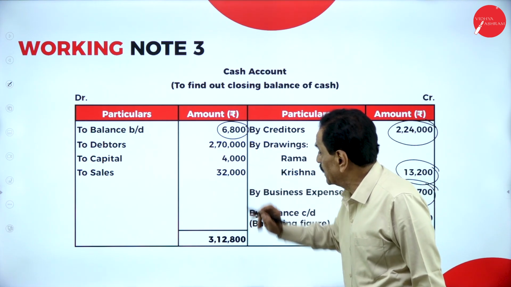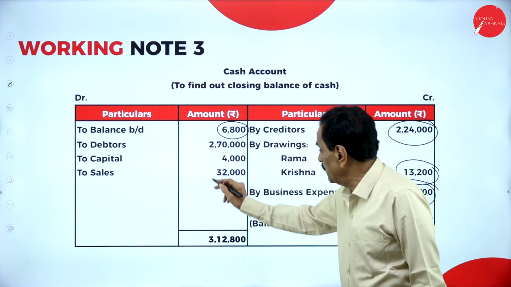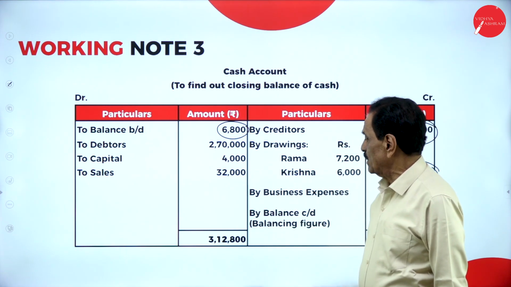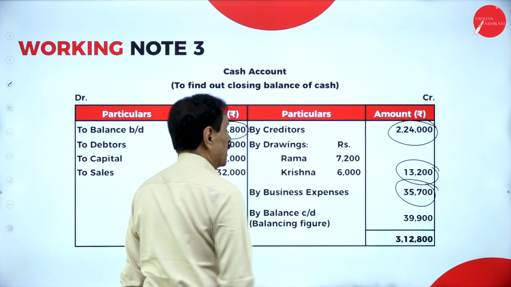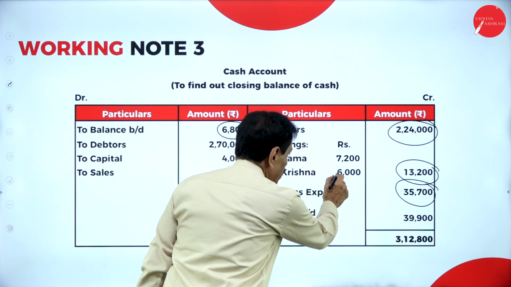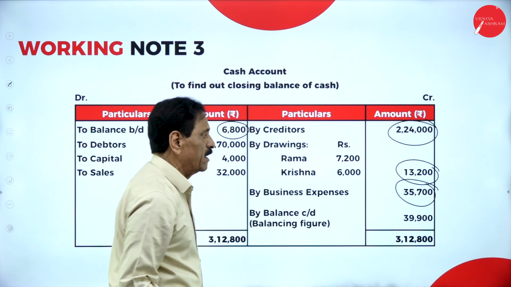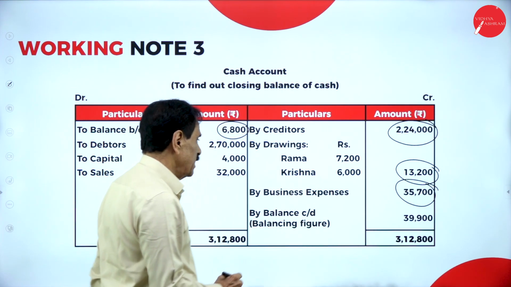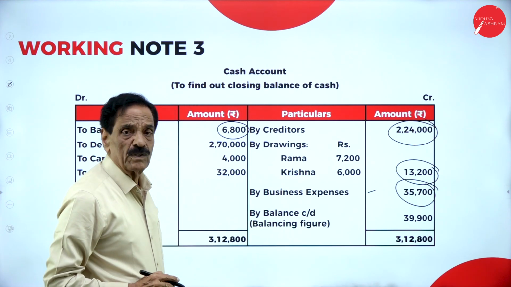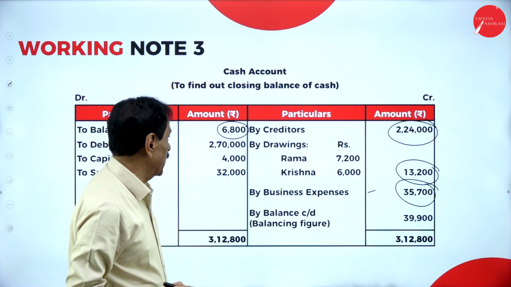How much receipt from the return? 2,70,000. How much additional capital put? 4,000. Sales 32,000. Creditor, we paid the creditor 2,24,000. Drawing by Rama, drawing by Krishna, totally he draws 13,200. Business expense is 35,700. Balance carried down is 39,900.